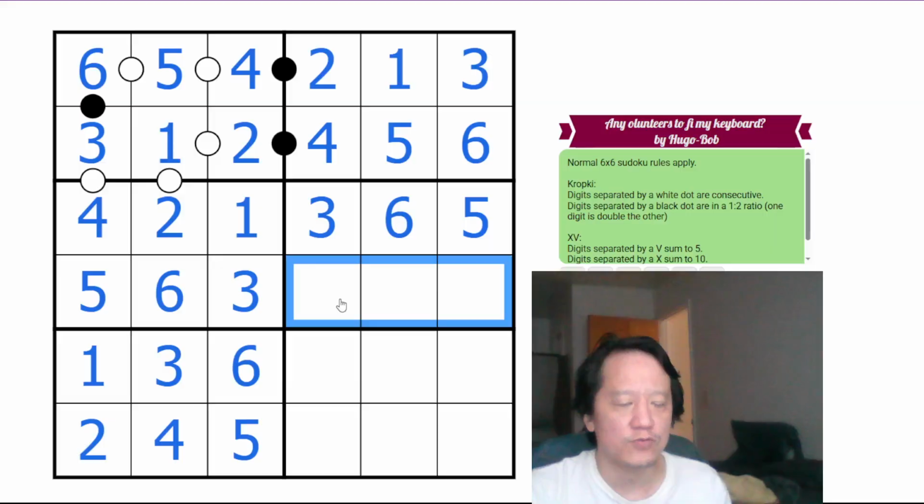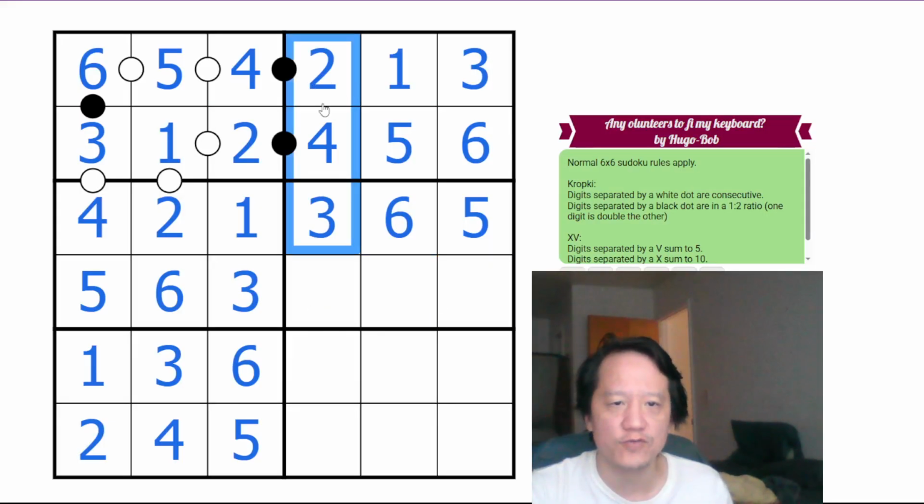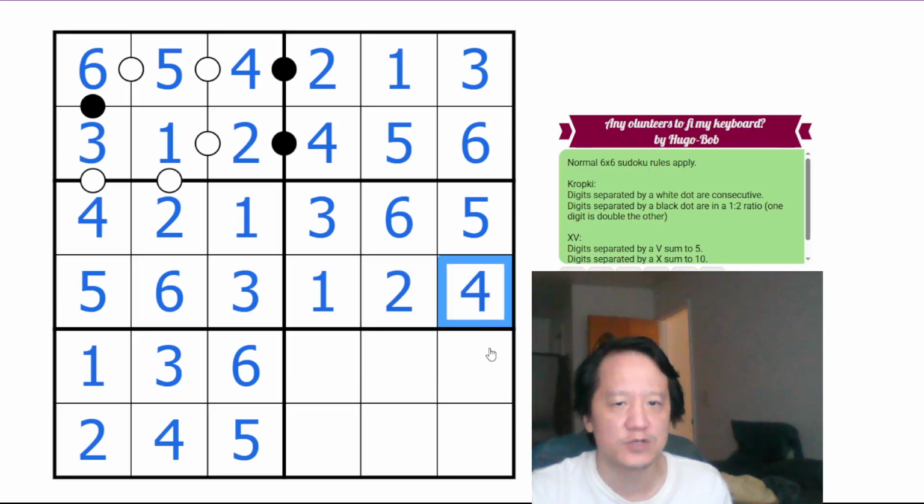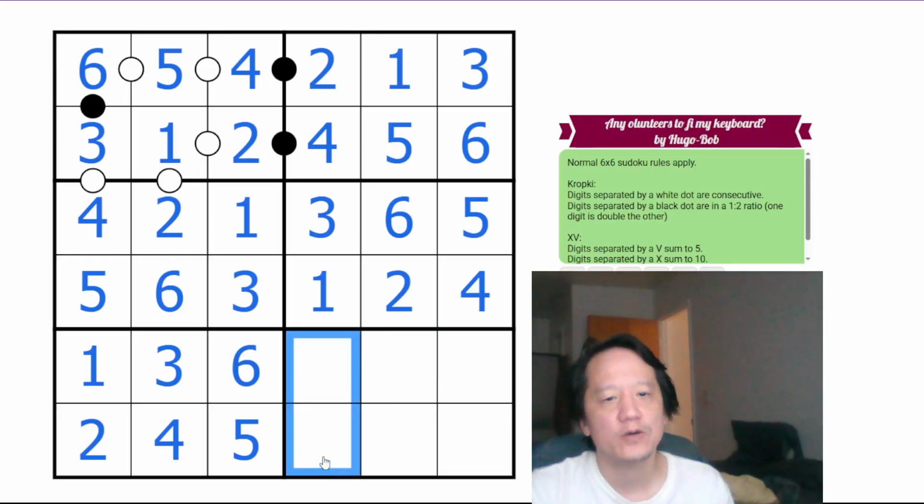Remaining digits in row 4 are 1, 2, and 4. This can't be 2 or 4 because of 2 or 4 in the column, so that's 1. This can't be 4 because 4 and 6 add up to 10 without an X in between, so this must be 2, which makes that 4. We have 5 and 6 remaining in column 4. This can't be 6 because of 6 in the row, so this is 5, that's 6.